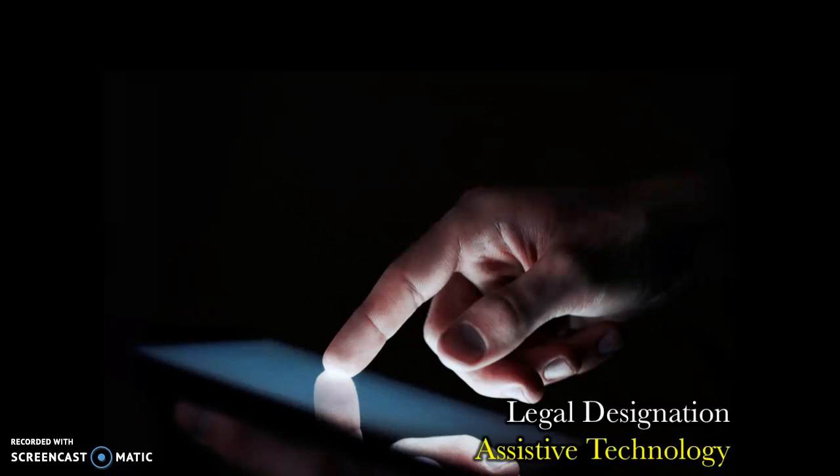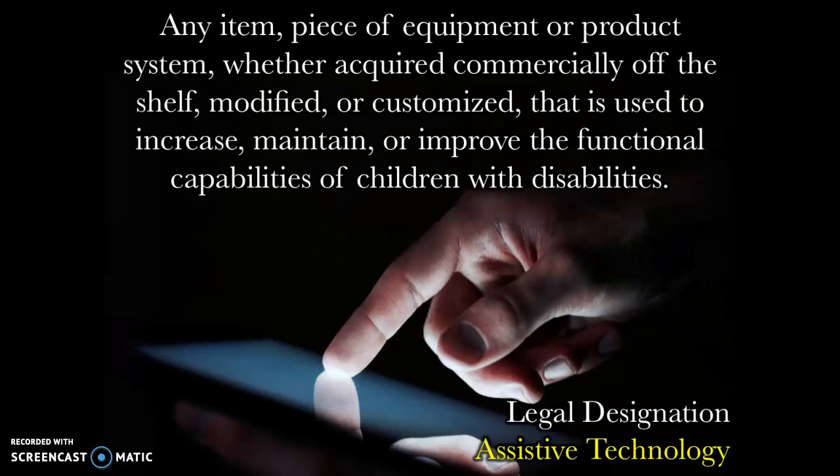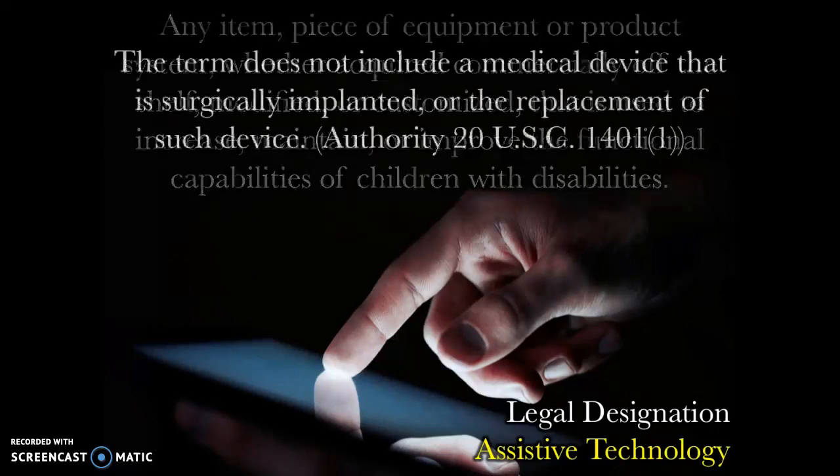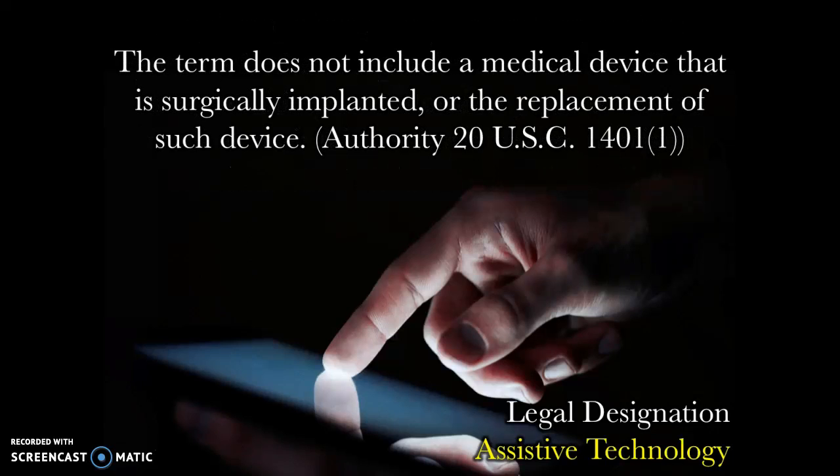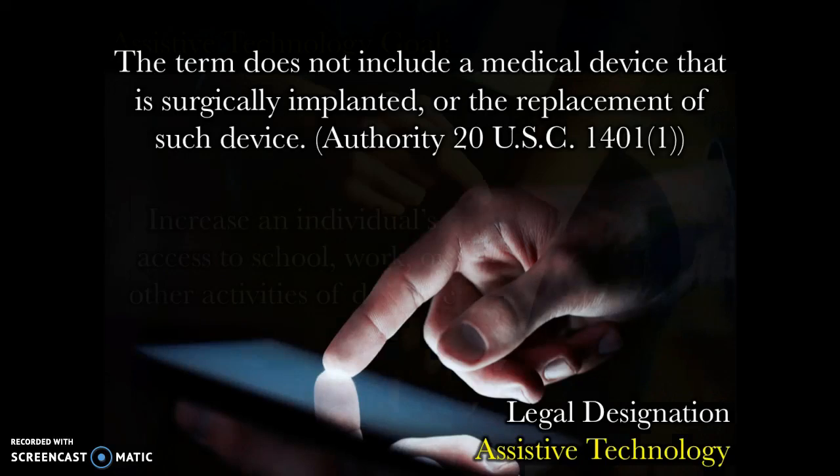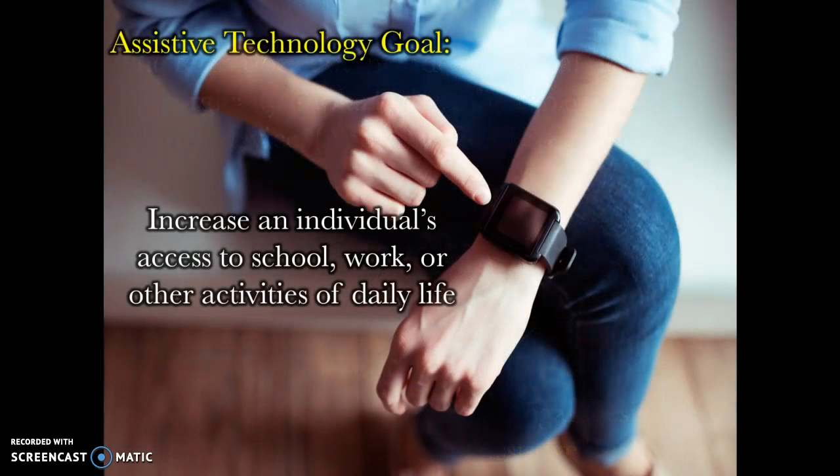The legal definition for assistive technology is any item, piece of equipment, or product system, whether acquired commercially off the shelf, modified, or customized, that is used to increase, maintain, or improve the functional capabilities of children with disabilities. The term does not include a medical device that is surgically implanted or the replacement of such device. The goal of assistive technology is to increase an individual's access to school, work, or other activities of daily life.